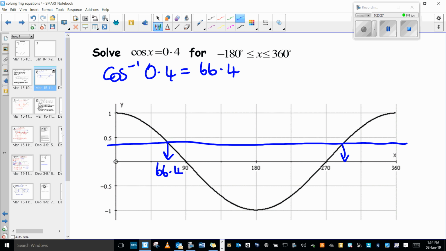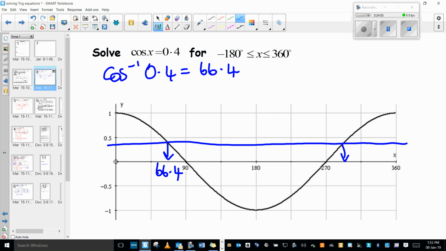All right, how do I find the other one on the other side? Look at the symmetry. You do 360 minus 66.4. Now Jen, what you said would have worked, but you're making life way harder for yourself, because you found this little bit and then added that little bit.